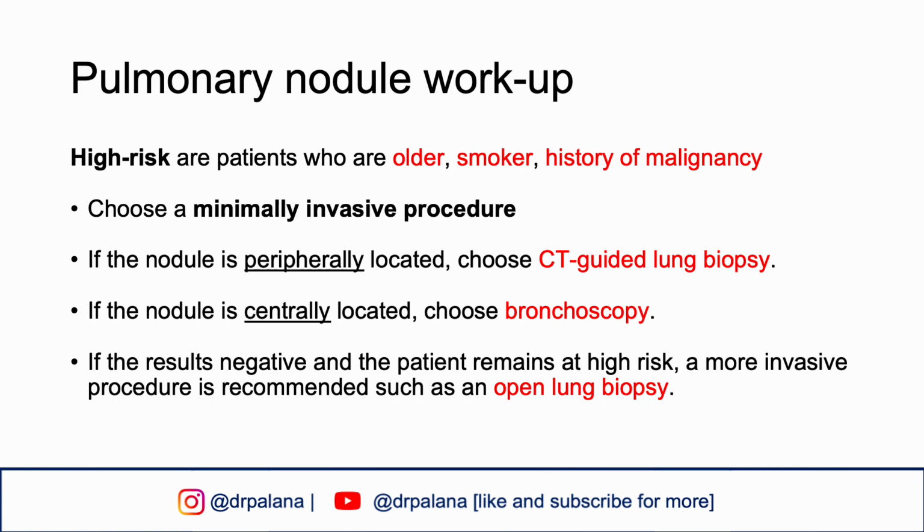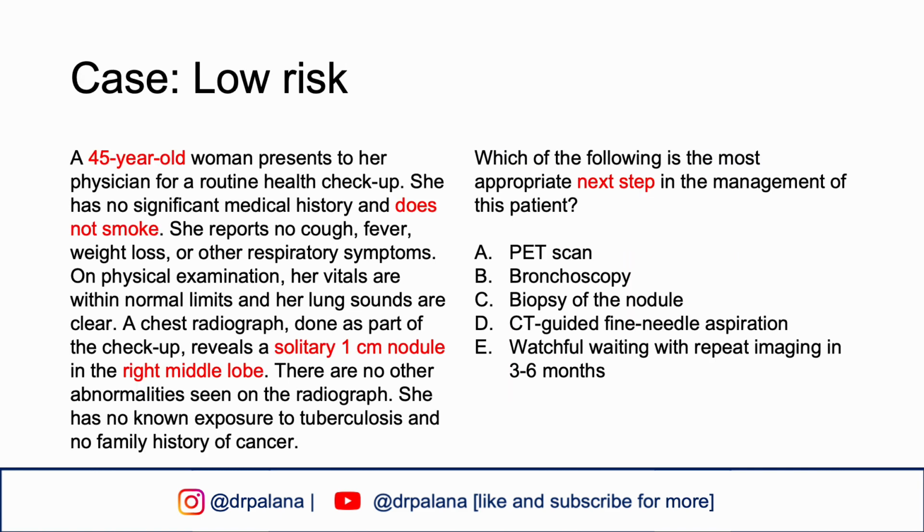A 45-year-old female presents to her physician for a routine health checkup. She has no significant medical history and does not smoke. She reports no cough, fever, weight loss, or other respiratory symptoms. On physical examination, her vitals are within normal limits and her lung sounds are clear. A chest radiograph done as part of the checkup reveals a solitary 1 cm nodule in the right middle lobe.